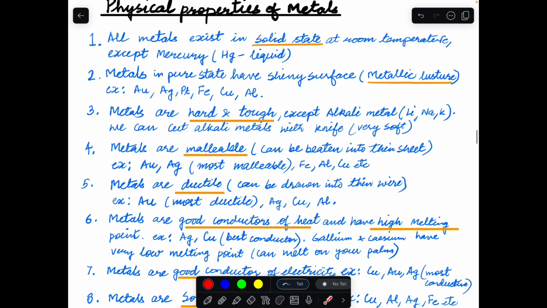And the next is ductility, or metals are ductile. That means we can make very thin wires out of metal, and again they will not break into pieces when we apply force to make wire. And the most ductile one is gold, and this is why we can make very fine jewelry of gold, because it is highly ductile. Others which are also ductile are silver, copper, and aluminium, and therefore these three are used in making electrical wires.